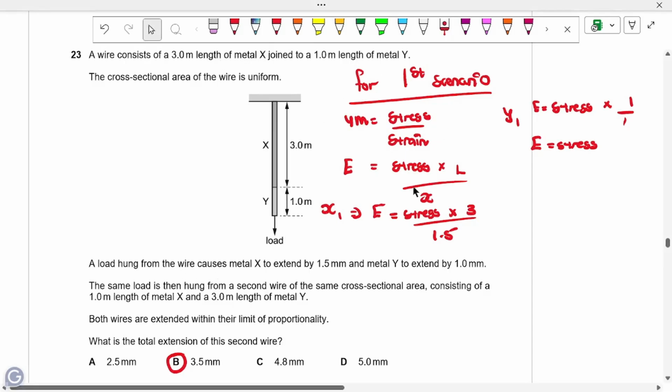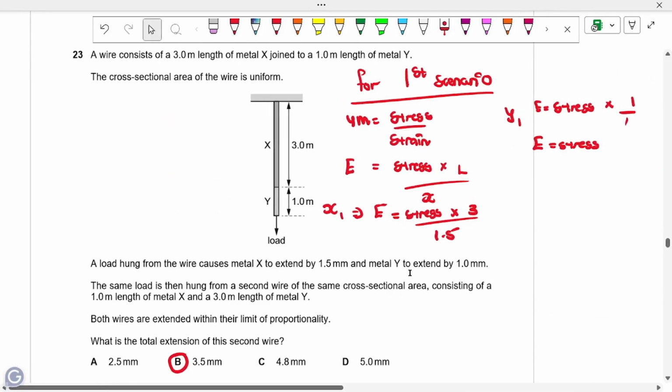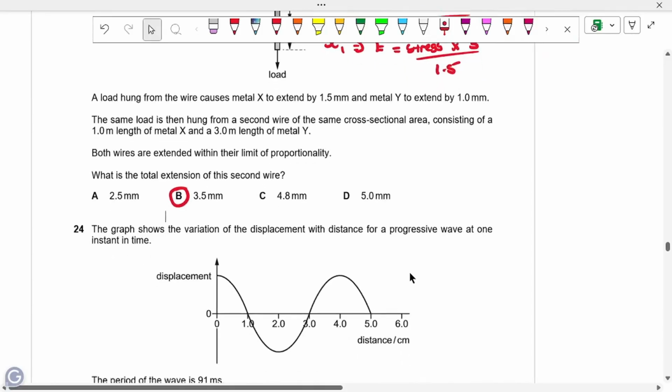And the force is the same in both instances. So the stress doesn't change. But I know I'm just varying L and X. And I know for the same scenario, E is the same. So can I compare both scenarios and find a way to combine both of them and get the total extension? And because of that, with time, you can then be able to make that connection and arrive at the answer that we obtain. Hope it makes sense.